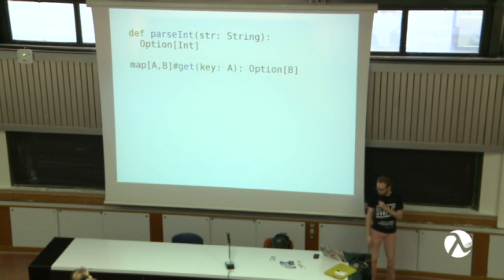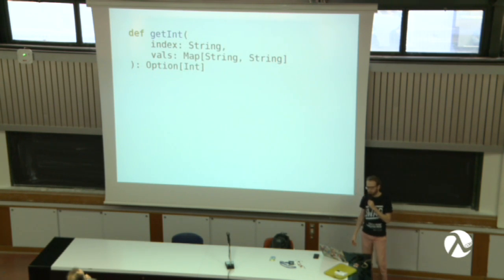So let's rewrite our methods in terms of this. We have a function parseInt from string to option of int, and we have a method get on a map, which returns an option of the value contained in the map. Then we can combine these two functions, and we get a function getInt, which tries to get the parameter and then tries to parse it.